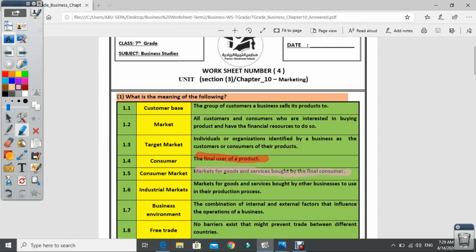Okay. Definition number 6, industrial markets. It's also on page 141. Markets for goods and services bought by other businesses to use in their production process. And the next one, business environment: the combination of internal and external factors that influence the operations of a business.